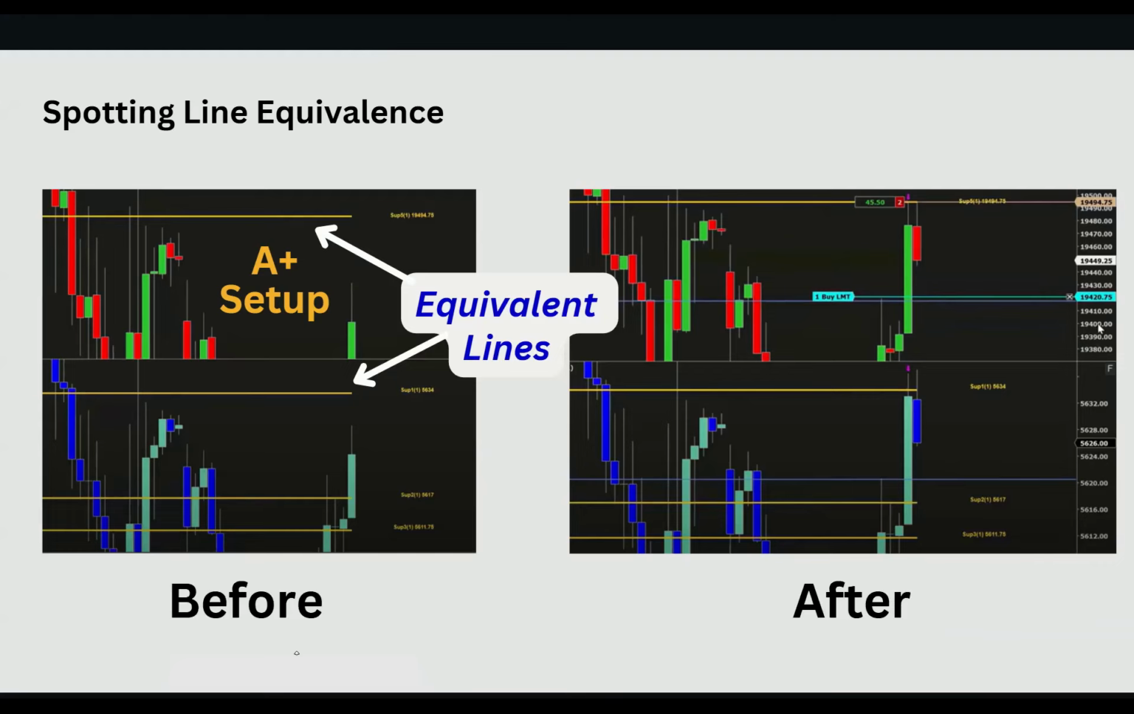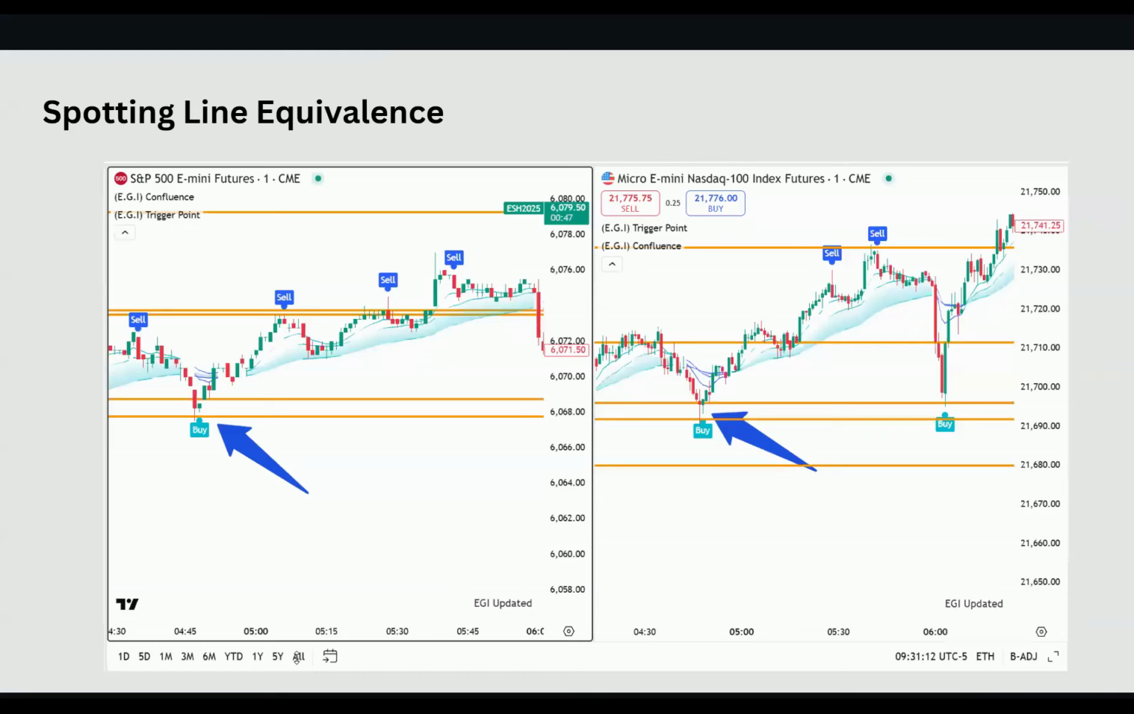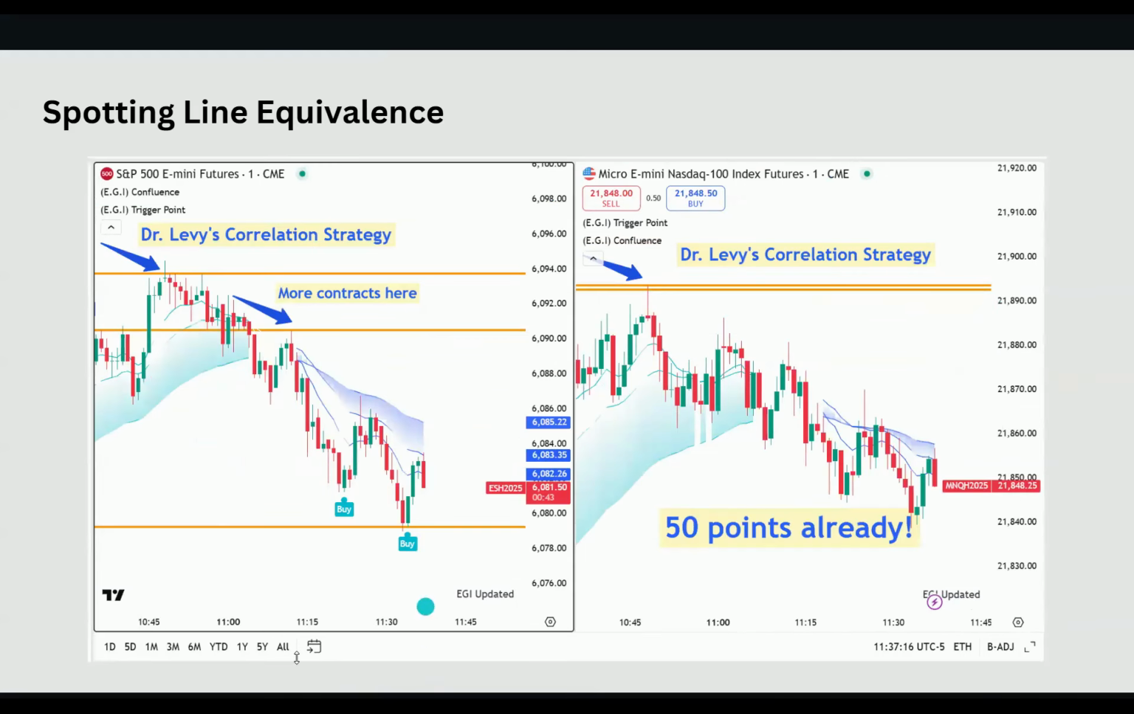Guys, the CTP does not lag. In this example, these two lines here are equivalent in the CTP methodology, providing you with beautiful long opportunities. And here, these lines are equivalent, providing you with short opportunities.